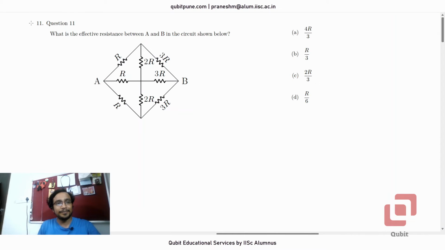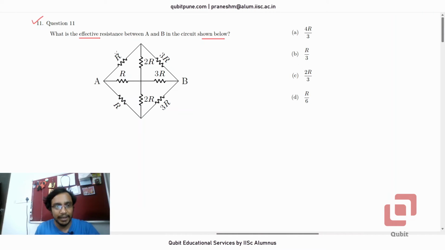Question number 11 on current electricity. What is the effective resistance between A and B in the circuit shown below? 4R by 3, R by 3, 2R by 3 and R by 6, and we have this network from A to B. So first of all, let us notice if there exists any kind of symmetry of arrangement.